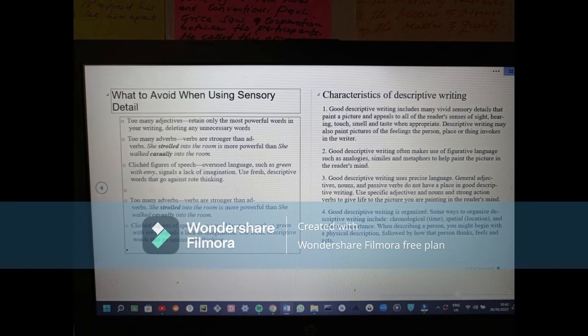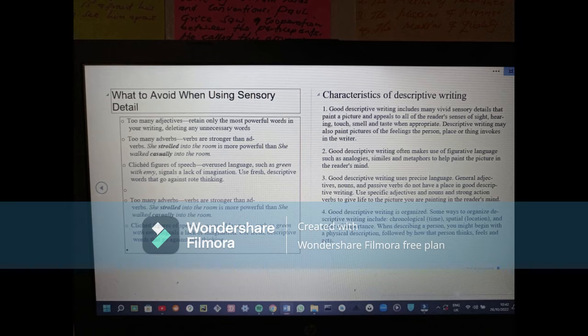Now, what should you avoid when using sensory detail? Please don't overdo things. Number one, too many adjectives. Please retain only the most powerful words in your writing, deleting any unnecessary words or just knocking them off. Number two, don't use too many adverbs. Verbs are stronger than adverbs. For example, she strolled into the room is more powerful than she walked casually into the room. So use verbs that are strong. You know, you're walking and strolling.